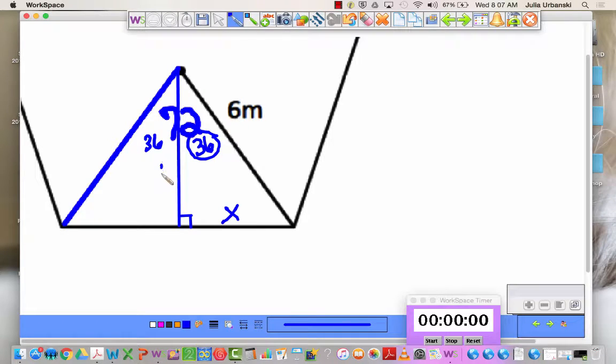So call this one X and call this one Y. You need to know the base. This is not equilateral. It's not 60 degrees, so we don't know that this is 6. In fact, it can't be 6. All right, so let's find this one first.